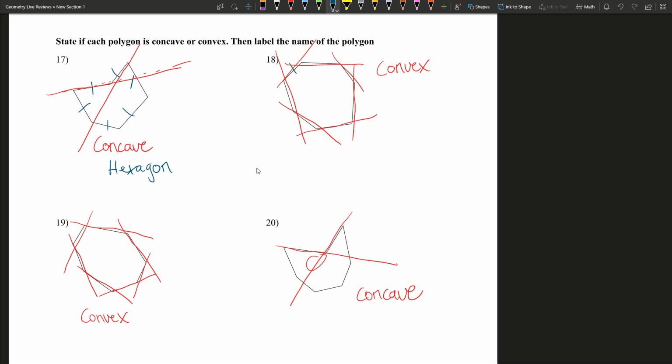Number 18 has 1, 2, 7. So this is a convex seven-gon. If you know the name for a seven-gon, go for it. I'm not expecting you to know it though, so it's just a seven-gon.